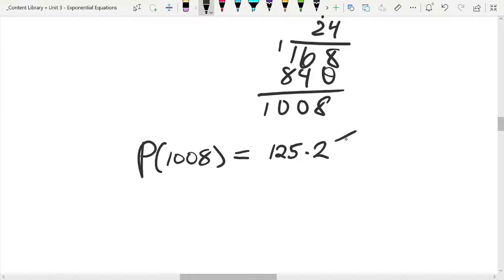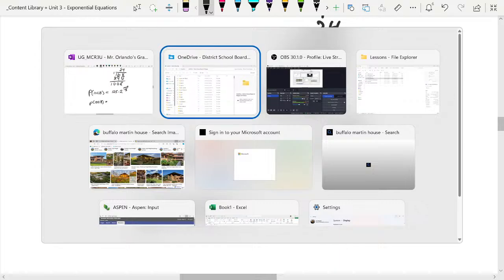How long does it take for that to happen? 3 hours. How many hours am I doing it for? 1008. Do that. Is it too big? It's too big. Isn't that crazy to think? That population of bacteria will be so big that your calculator can't handle it.